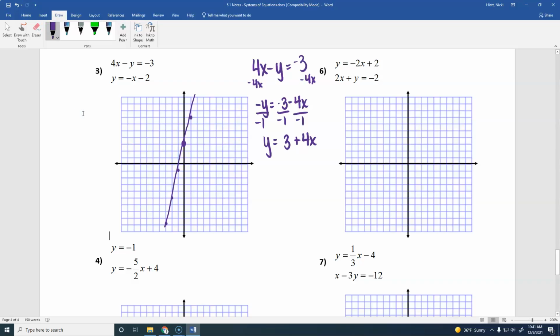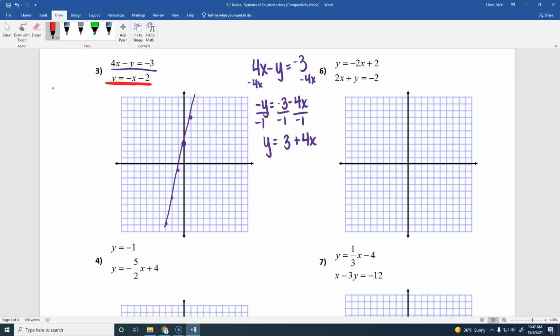All right. So, all right, that's our first one. That was this one right here. Any questions? Got that? All right. Let's do the second one.